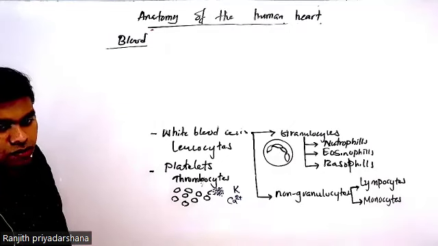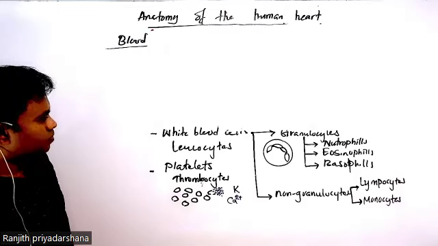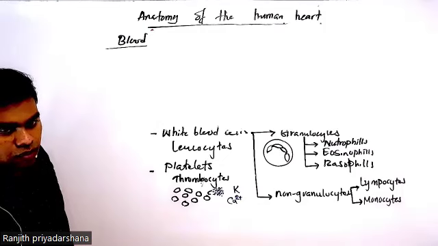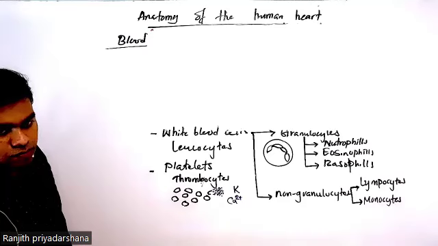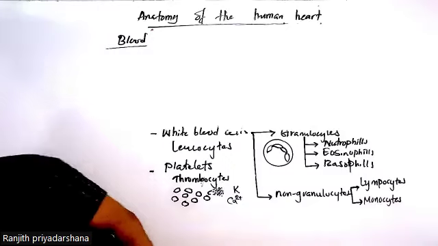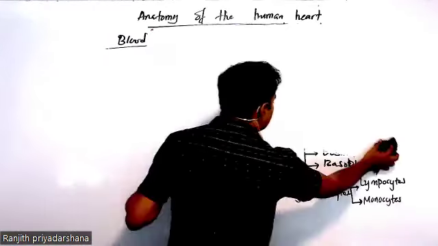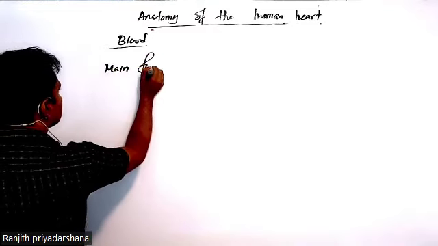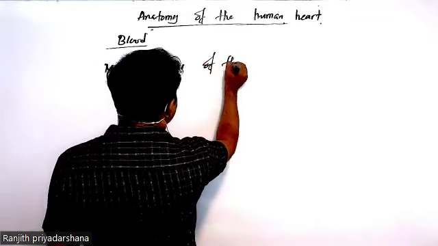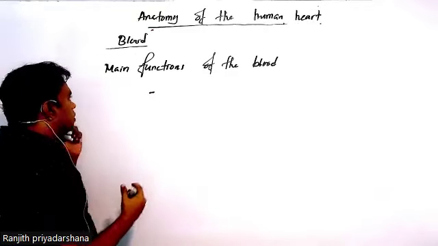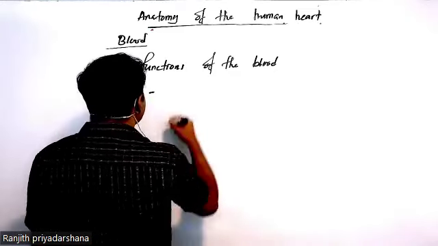Okay, so let's move on. That's all about the brief introduction of the blood and what it consists of. Now we are going to study the main functions of the blood. Stepwise, the different parts of the blood: what are the functions of them? Let's study. Red blood cells.